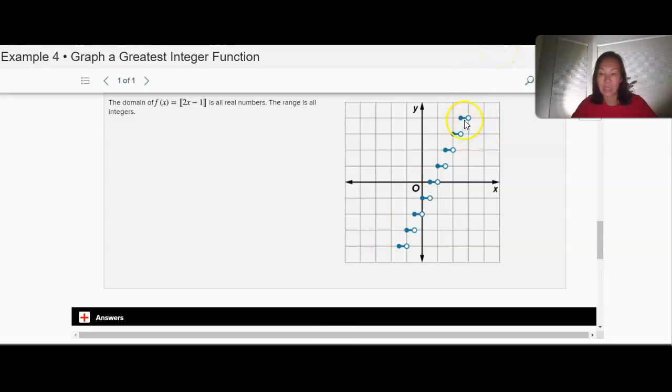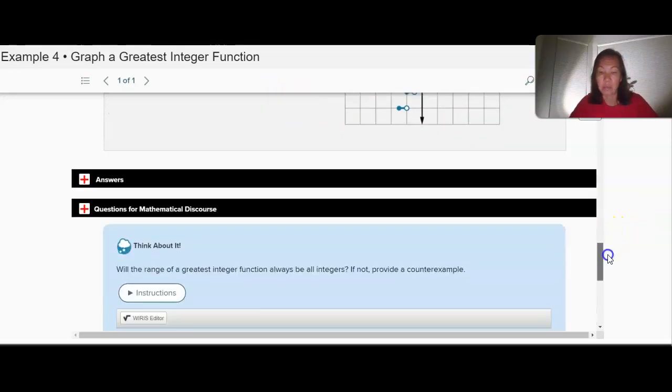But is every y value represented? And the answer is no. There's no y values here or here or here. So the range in this case is only integer values because it's called the greatest integer function. Any number can go in for x, but the only things that come out are integers. So the range, we would just say, is all integers.